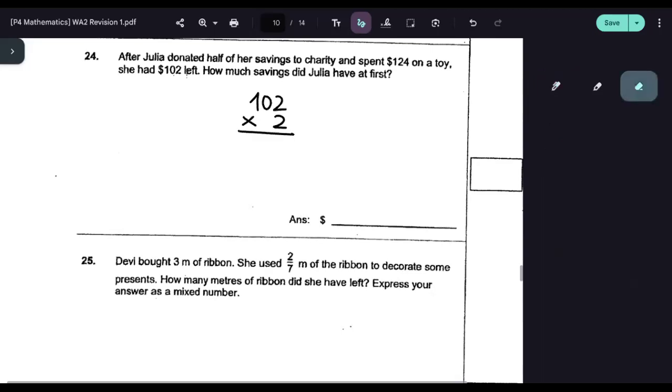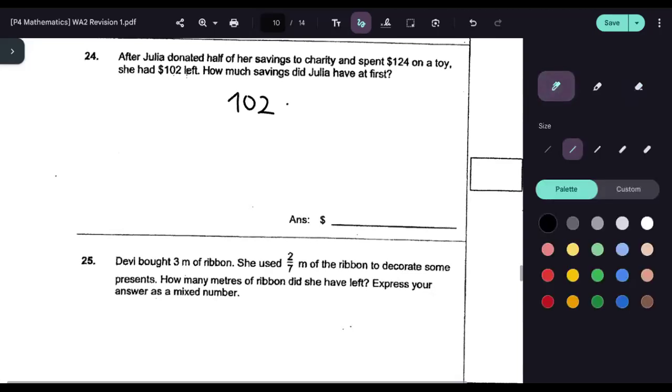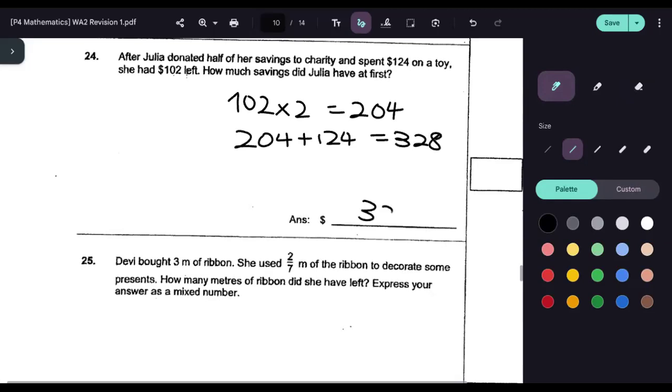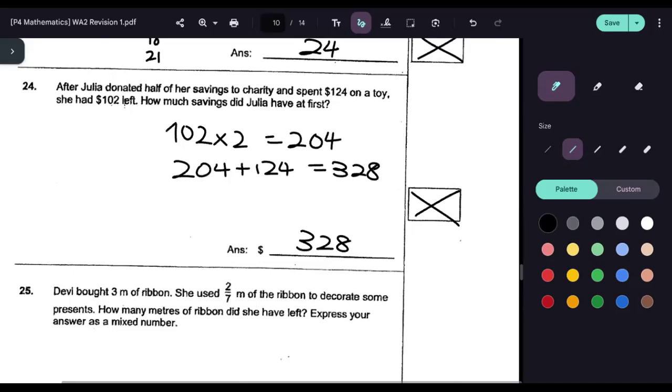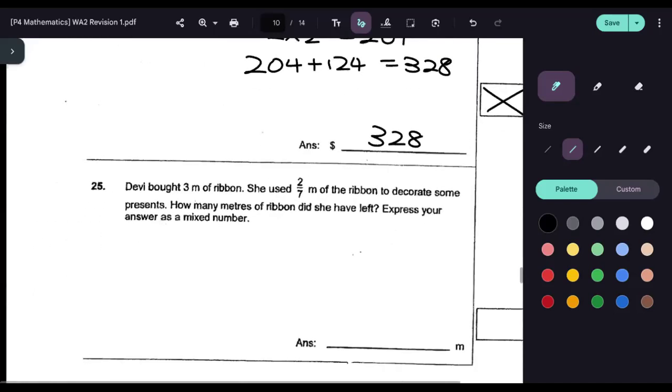So the first thing you need to do is tell me how much she had before she went to buy the toy. Then you add 124, you should get 328. Yeah, so she had $328. Please show your addition at the side. I'm not doing it.